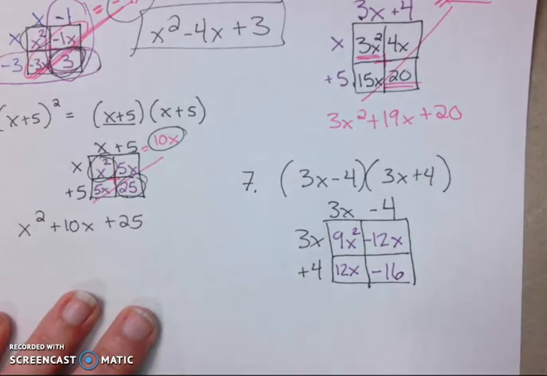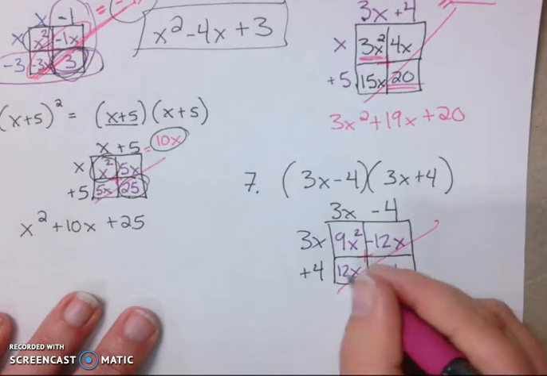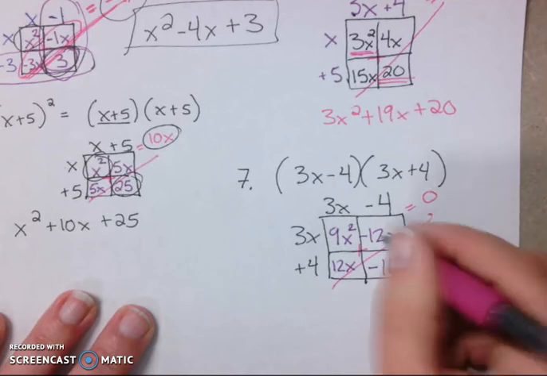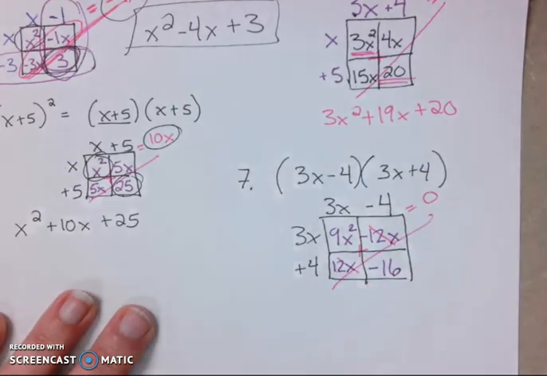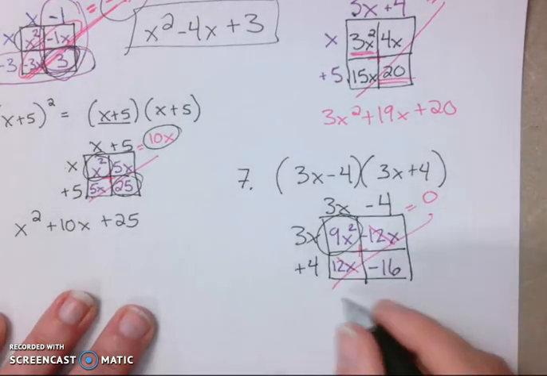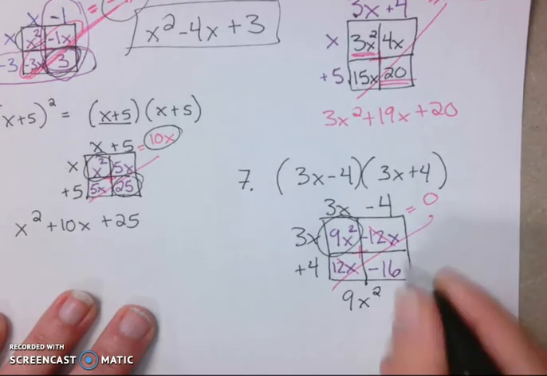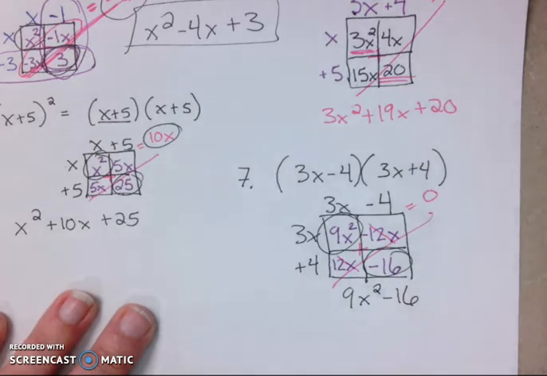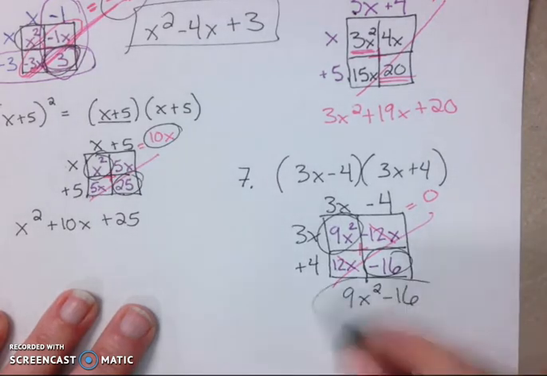So here's the interesting part here. Add like terms, and 12 plus negative 12 is 0. Those actually cancel out, which can happen, and that's fine. So really here we end up with only two terms, 9x squared minus 16. That one is a kind of special thing where these cancel out, and you're left with this as your answer.